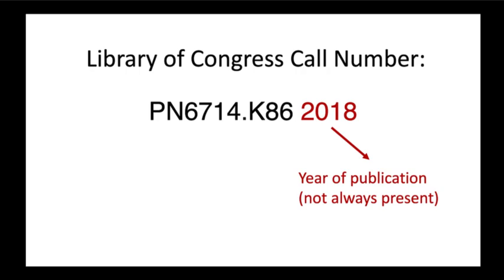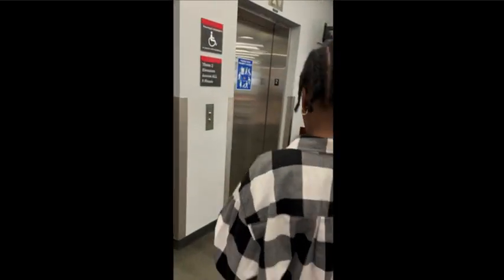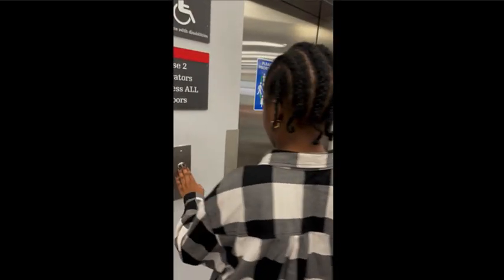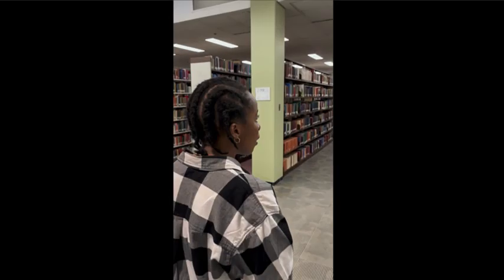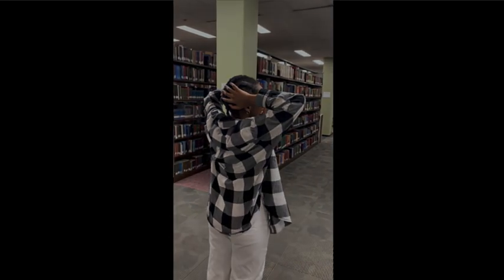Okay, enough of the library lesson. Let's go back to Grace. So Grace heads over to the elevator and she heads up to the 3rd floor. And then, oh no. So many books, so many shelves.